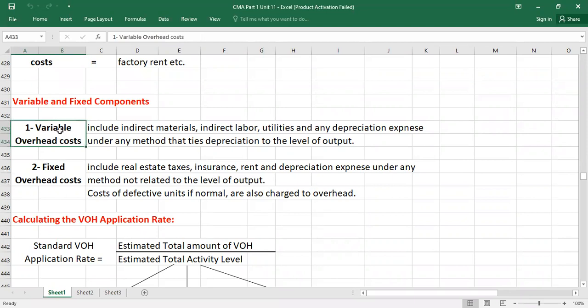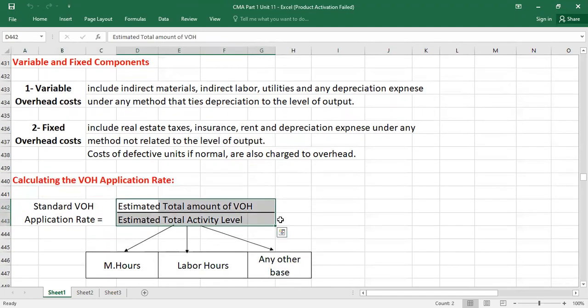Now the question is that because we are treating both costs separately, how will you take the variable overhead cost to the product? First we need to calculate the variable overhead application rate. We can also say it is the standard variable overhead application rate, which is always equal to the estimated total amount of variable overhead. Because we usually calculate this rate at the start of the period, we need to estimate the total amount of the variable overhead, and we will divide it by the estimated total activity level.